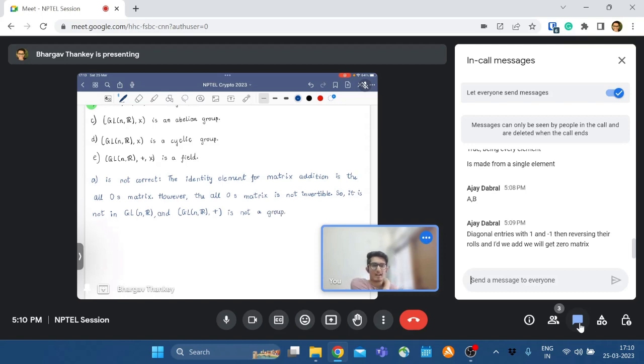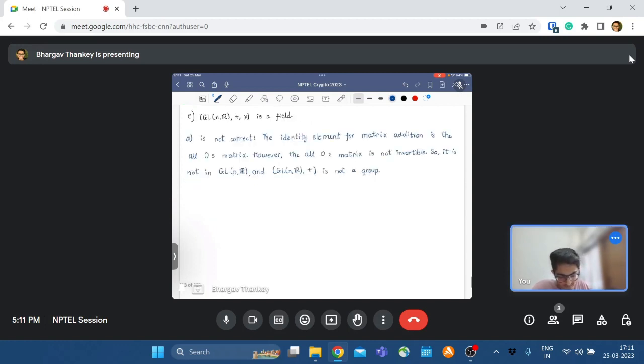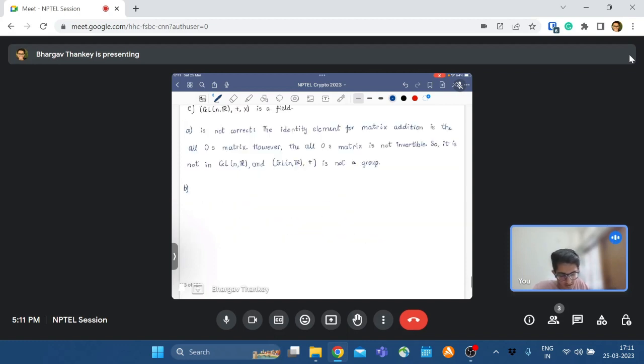Yeah, so since the identity is not present, it's not a group. It is also not closed, right? Right, yeah. You can also do it like that. So option B is G. Yeah, so this is a group.